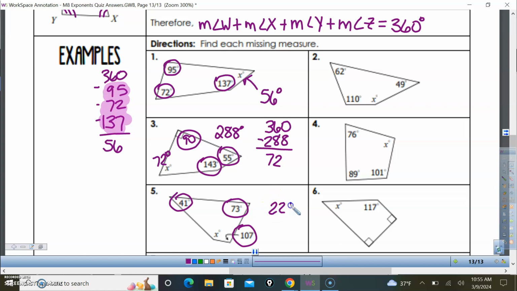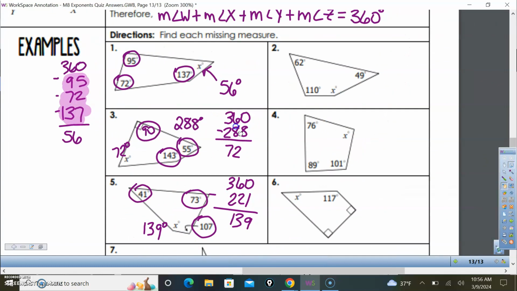And I'm getting 221. So I'm going to take 360 and subtract 221. And I'm getting that there are 139 degrees left over for X.